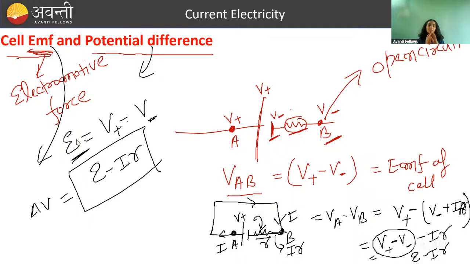So EMF is a plain term which is simply difference of potential between positive and negative electrode. Potential difference is then we are calculating when current is flowing through the cell. Okay? And then some potential will drop on the internal resistance. So it cannot be this much. It will be less than this. How much less? As much is getting dropped on the internal resistance. How much will get dropped on the internal resistance? I into R. So E minus IR.